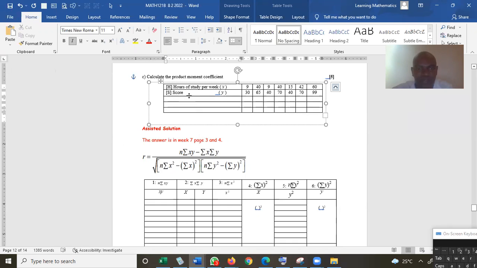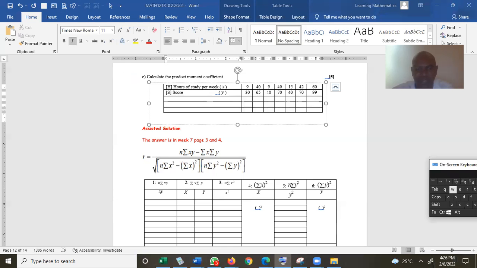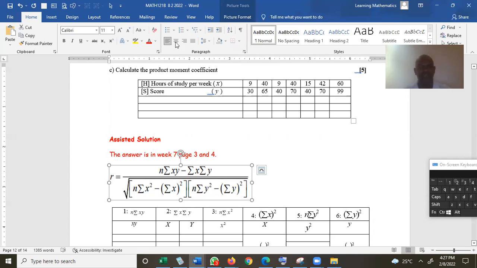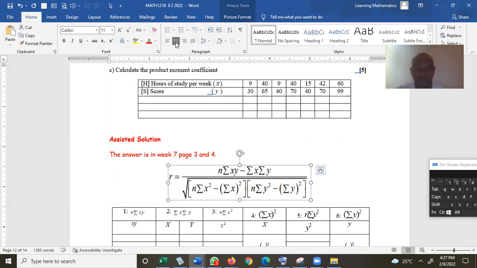Our X is the hours of study and the Y is the score. X is the independent variable and Y means score. So always when you see X in this formula, it means hours of study: 9, 40, 9, 40, 15, 42, and 60. And each X has a corresponding Y. A student said they studied for 9 hours and they got 30%. One said they studied for 60 hours, they got 99%. So there appears to be a relationship between hours of study and score. Let us measure this relationship by using this measuring device called Pearson's product moment.